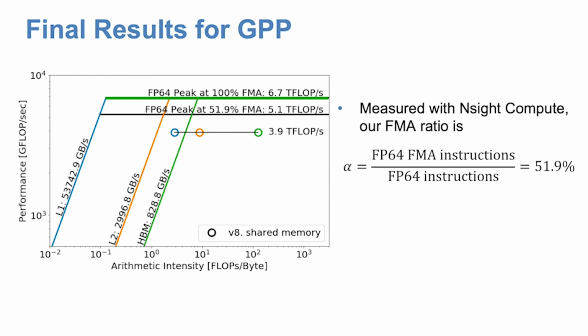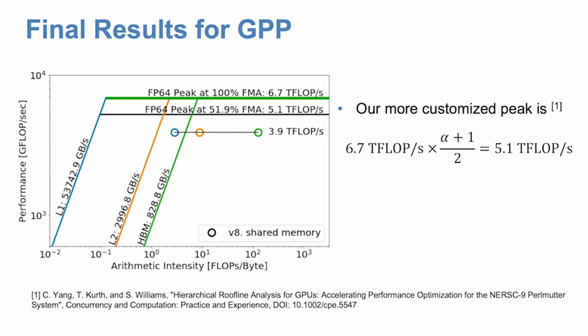In order to better understand our performance, we have measured the actual FMA ratio in our code using Nsight Compute. And this has come out at 51%. Now, based on this little equation here, we can derive our more customized peak to be 5.1 teraflops. And compared to this peak, we're at 76%. This is very impressive given all the challenges we have, including the complex number arithmetic, the high register count, high shared memory usage, low occupancy, and long latency instructions.